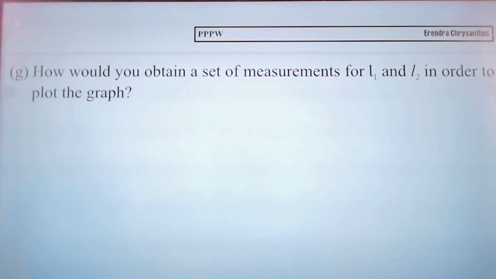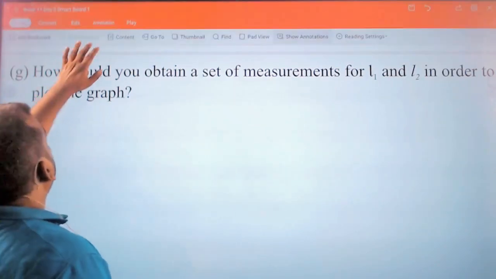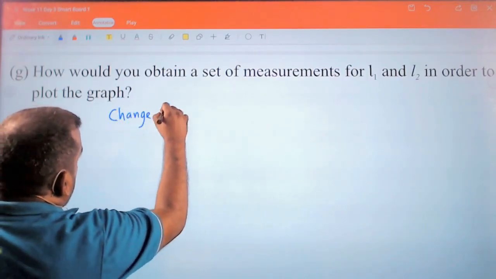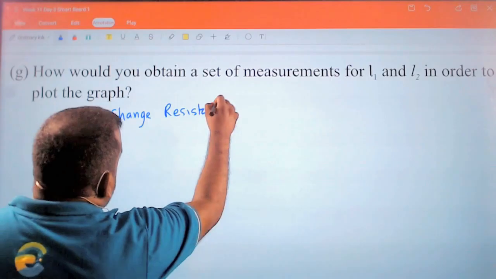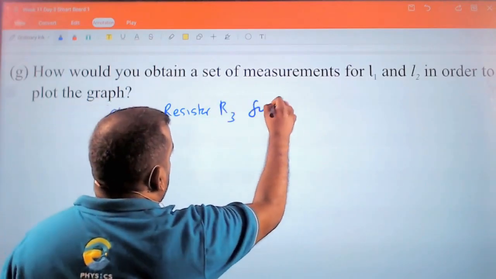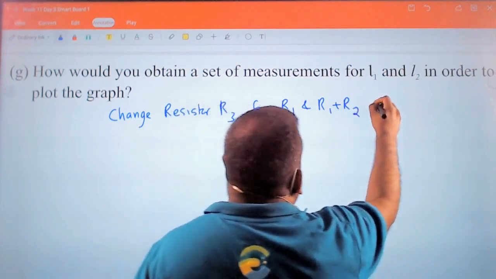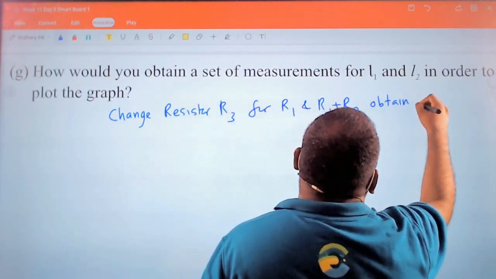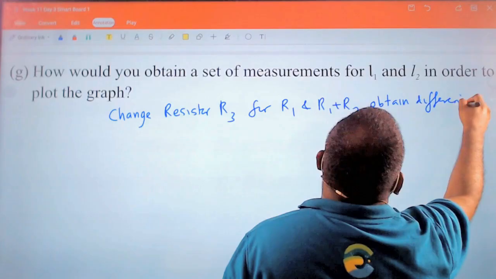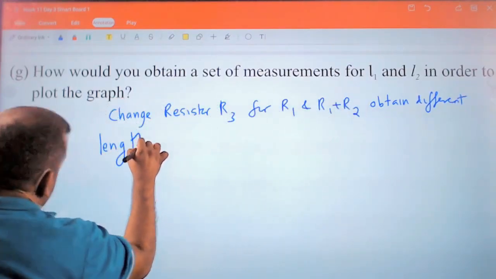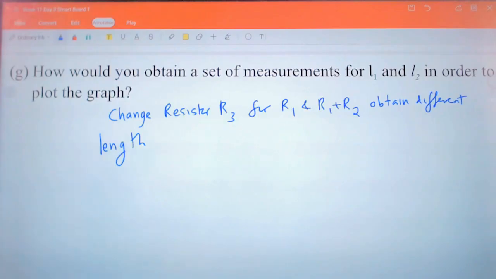How would you obtain a set of measurements for L1 and L2? What do you do? Change the resistor R3 for R1 and R1 plus R2. Obtain different lengths.